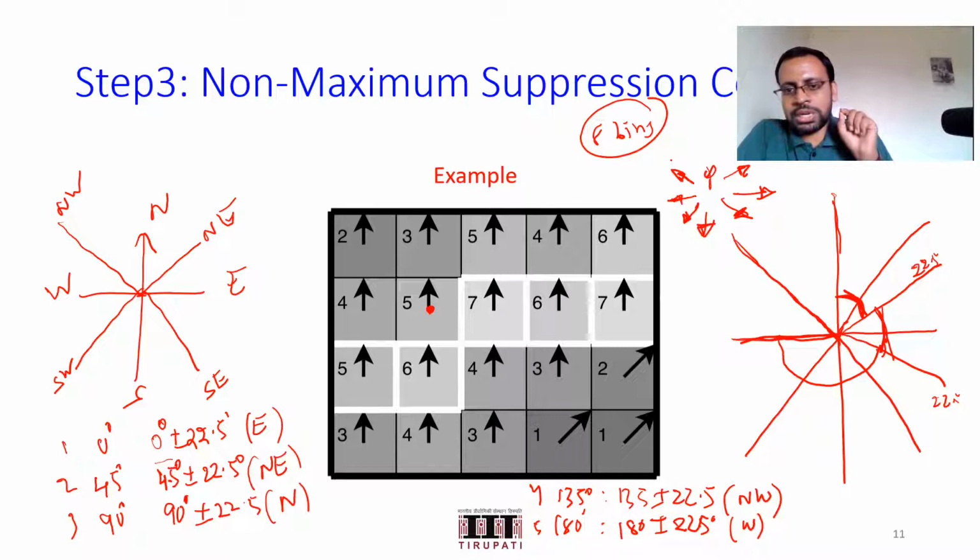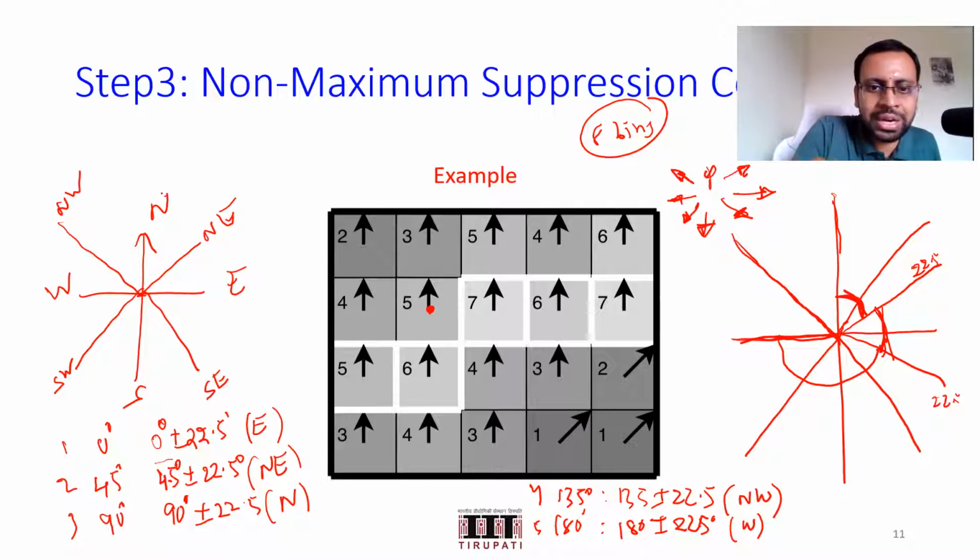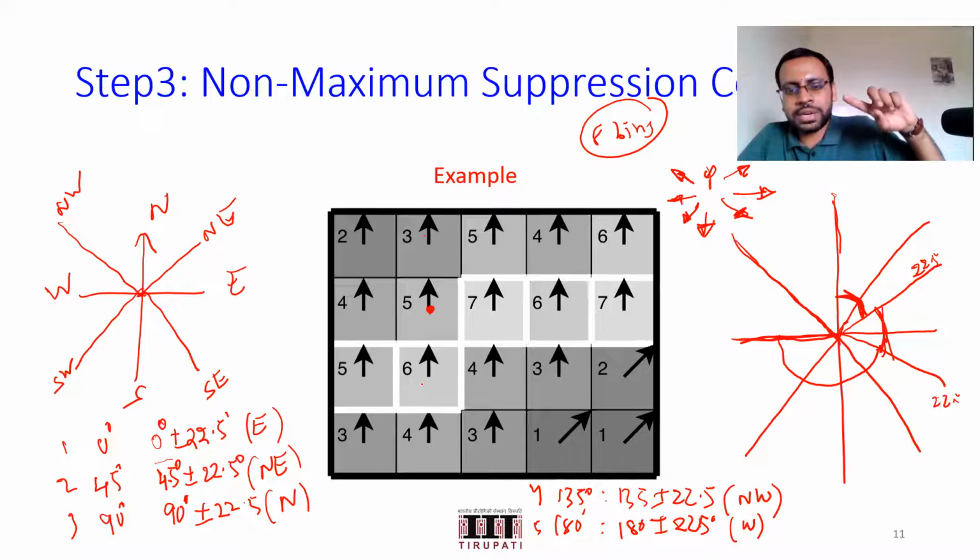Suppose if my orientation is north, I look at its value in both north and south. Why should I see both? An edge could be a result of either a transition from bright to dark or dark to bright. Both are edges. The transition is different, and that is what gives you a different orientation. So if it is north, I would also consider south. If it is east, I would also consider west. If it is northeast, I would also consider southwest. If it is northwest, I would also consider southeast.